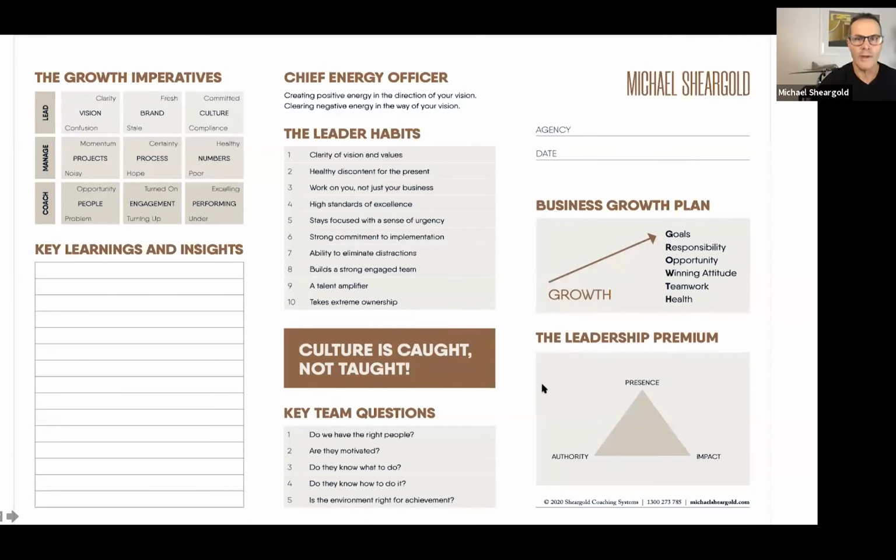So let's just jump back in, share this. Okay, great. So you can see it there as a framework. That's the outside of it.